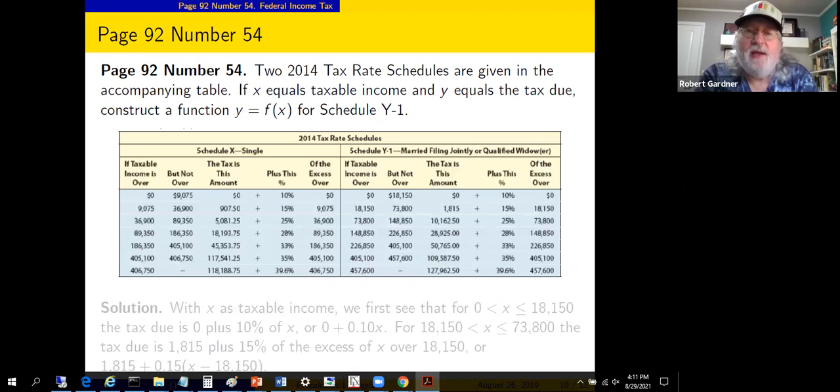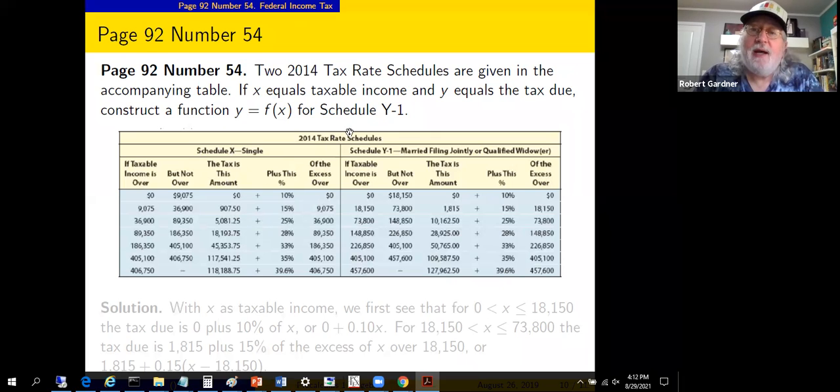All right, one final question straight out of the book. They've given you way more information than you need. This involves some ugly numbers, so we'll mostly just glance at this one. It says 2014 tax rate schedules are given in the accompanying table. If X equals taxable income and Y equals the tax due, construct a function Y equals f of X for schedule Y sub 1. This is schedule X. This is when you're single and filing your income taxes.